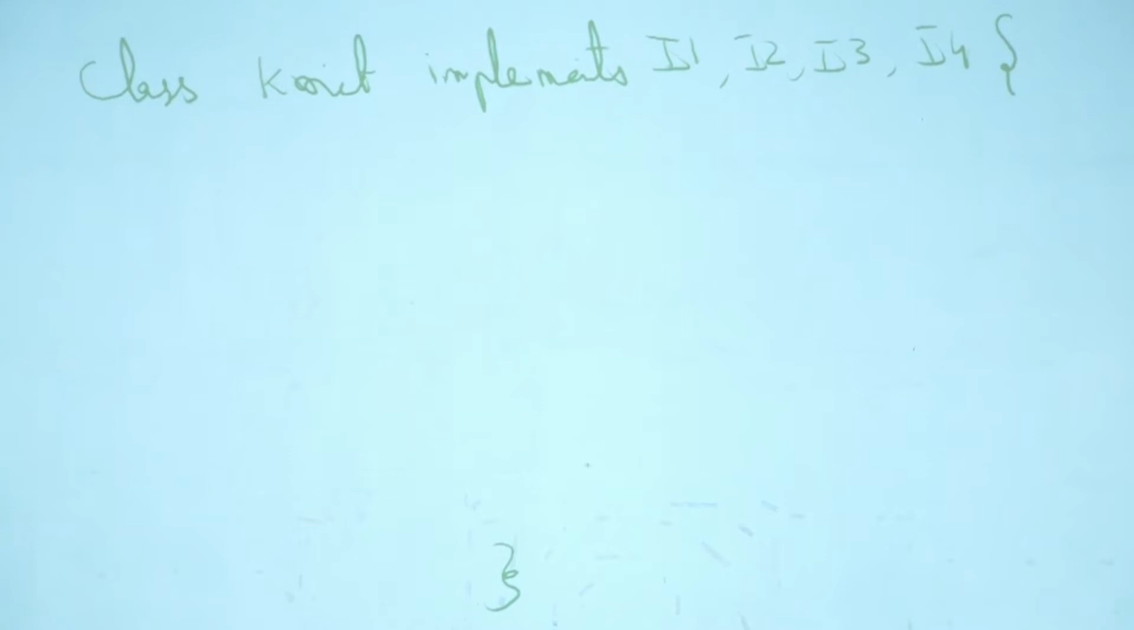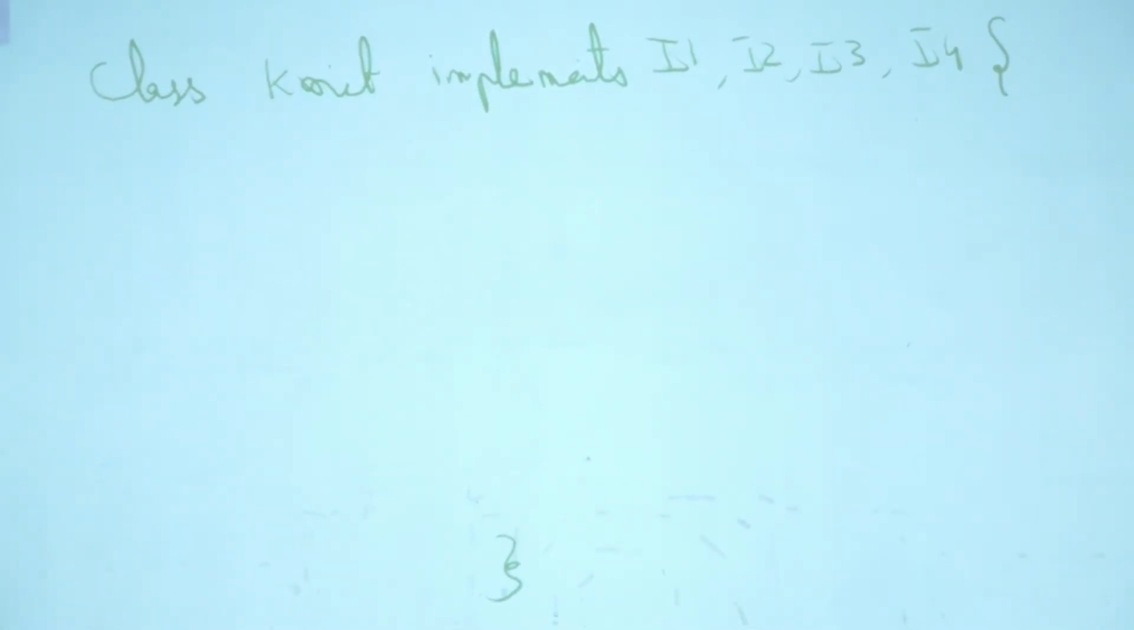Now you will notice something important. While Java says you can extend only one class, Java doesn't say you can implement only one interface. Java allows you to implement as many interfaces as you want.